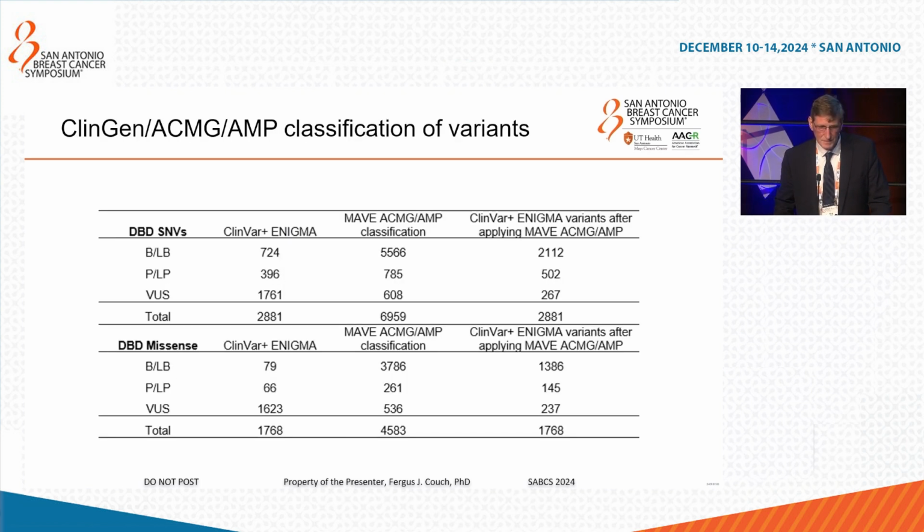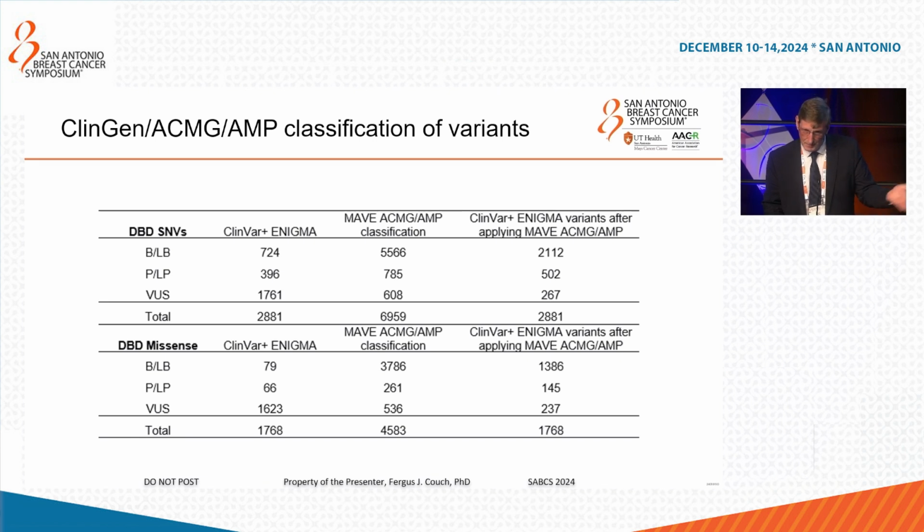So this is an attempt to basically say, okay, on the basis of those results, what do we know about variants that have been assigned to other groups? So the first column there is ClinVar and Enigma. Enigma is a consortium that's focused on classifying variants in BRCA1 and 2. These are the numbers of variants that fall into the categories, known assigned variants by ClinVar and Enigma. And you can see how they break out there for the 2,881 in that first column.